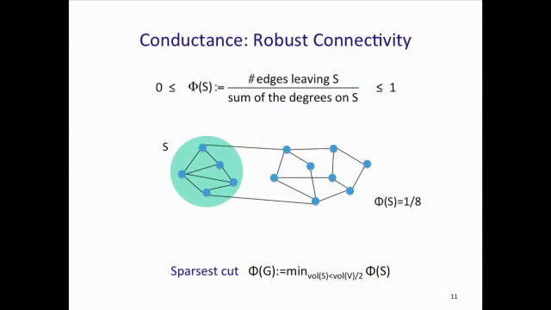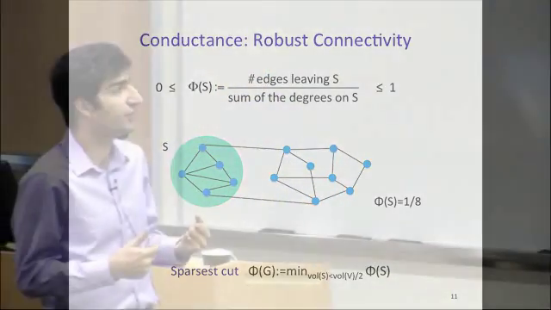But to give the actual quantitative version, I need to define a robust version of connectivity. So let me do that first and then give you Cheeger's inequality. What is a robust version of connectivity? I'm going to use conductance as a robust version of connectivity. So the conductance of a set S of vertices is the ratio of the number of edges leaving the set to the sum of the degrees of vertices in S. For example, in this picture, the conductance of this set is 1/8, because 2 edges are leaving the set, and the summation of vertex degrees is 16.